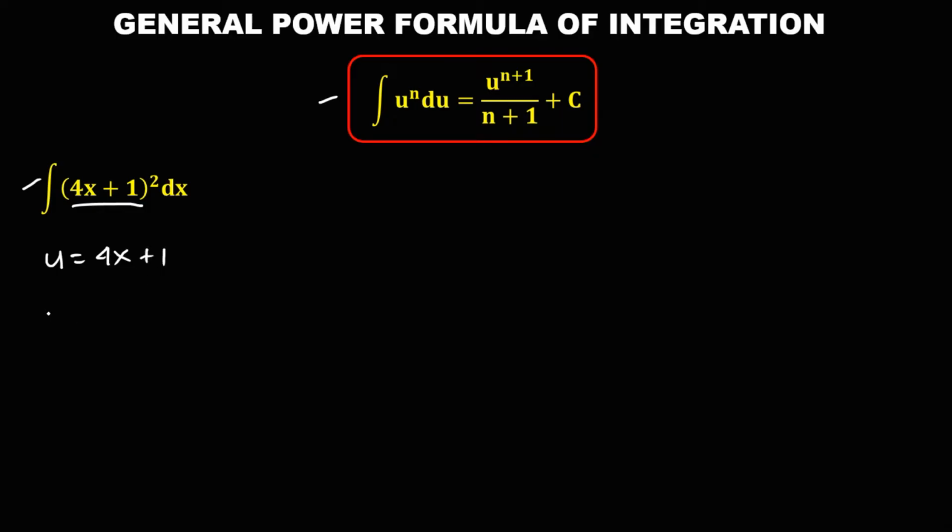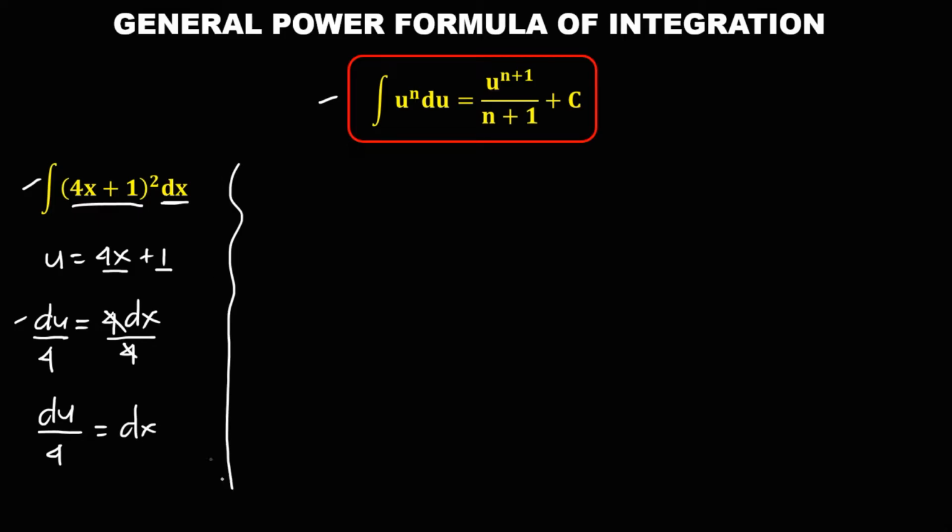4x plus 1. Then for du, or the derivative of u, the derivative of 4x is 4, and the derivative of a constant is 0. So du is 4 dx. Then from the given, since we have this dx, to solve for dx from du equals 4 dx, just divide both sides by 4. Then we have du over 4 equals dx.